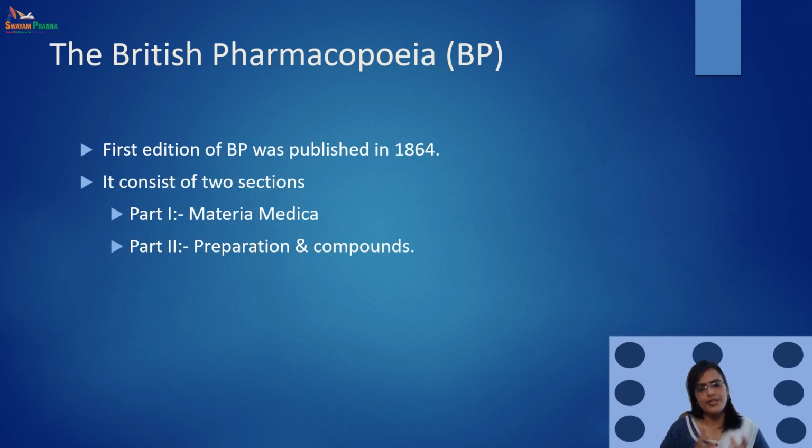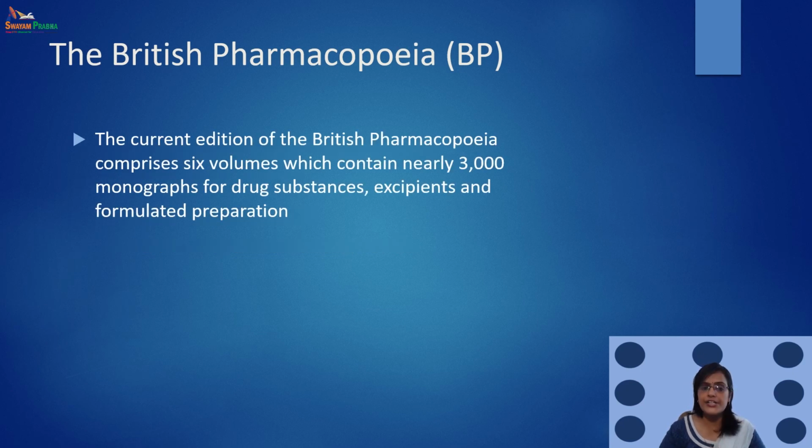So dear students, as I said, British Pharmacopoeia is published annually, and the very first edition was published in 1864. It consists of two sections: Materia Medica and Preparation and Compounds. The current edition comprises 6 volumes, which contain nearly 3000 monographs of drug substances, excipients and formulated preparations.